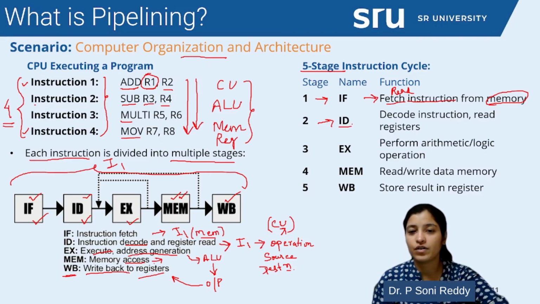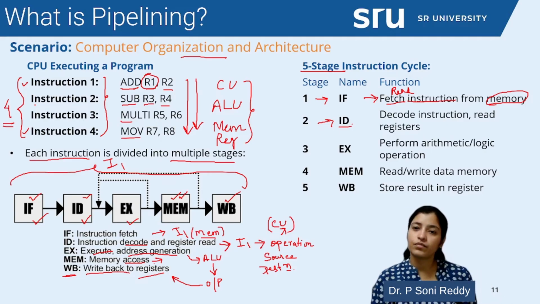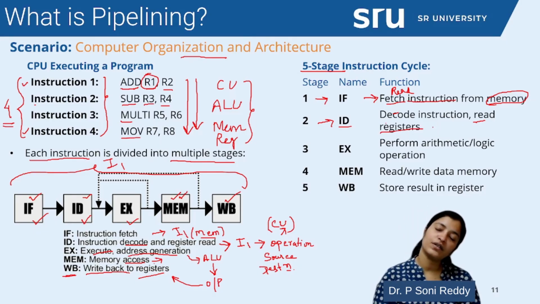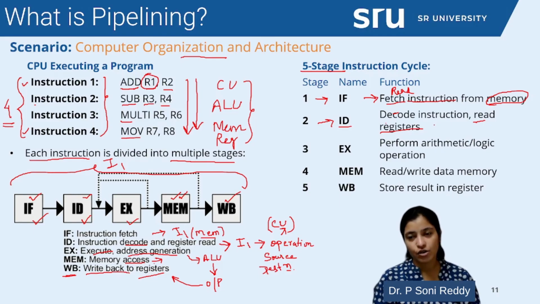Decoding of instruction means I am going to understand what is written in this instruction. So I am going to read the operation, I am going to read the source, that means my source data, and I am going to understand where I will store my final result. This is actually done by the control unit of your CPU. The third step is the execute stage. In this execute stage, the performance is majorly the arithmetic operations or logical operations, which are done by your ALU.